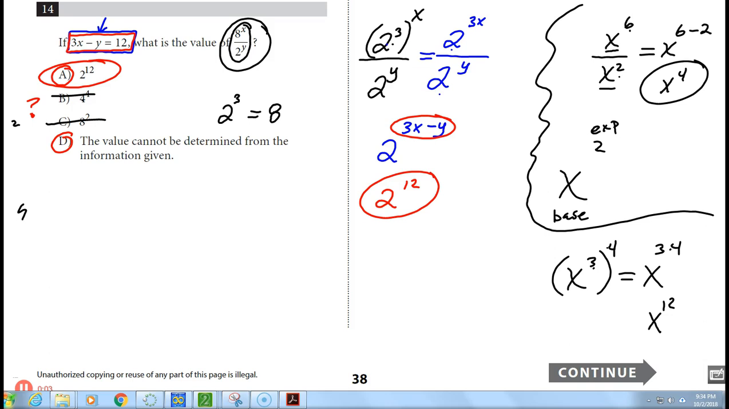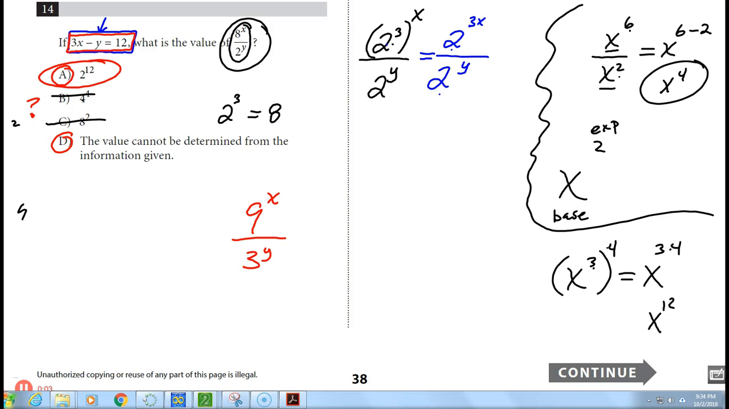So knowing that little trick of being able to make bases match up is pretty important. You know, I've seen it with other numbers. It's usually with 2 or 3. They don't usually go too big on the numbers, but I've seen them write something like 9 to the x and then 3 to the y. And if I wanted to get those bases, so this is just a what if, you know, the problem's over. I'm just kind of doing a what if here.